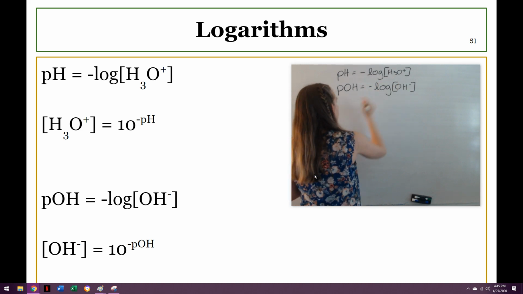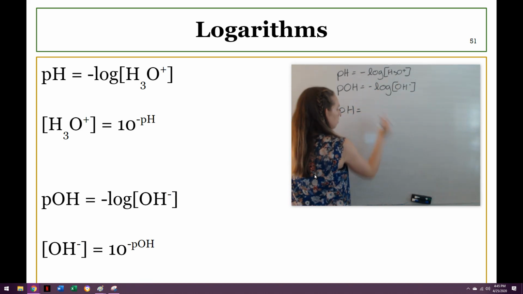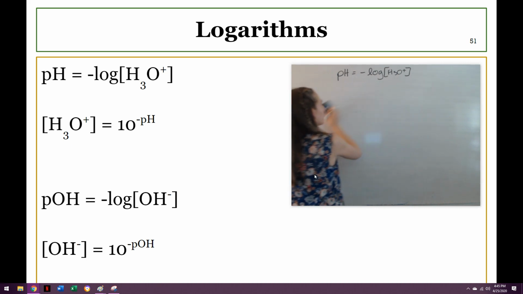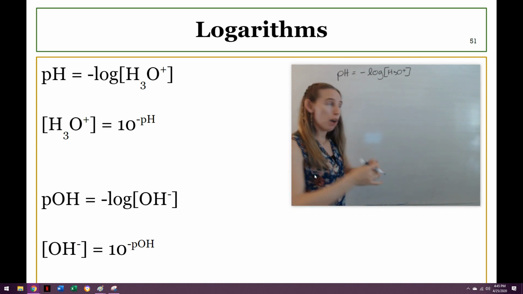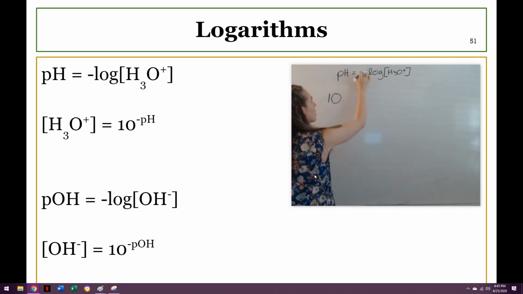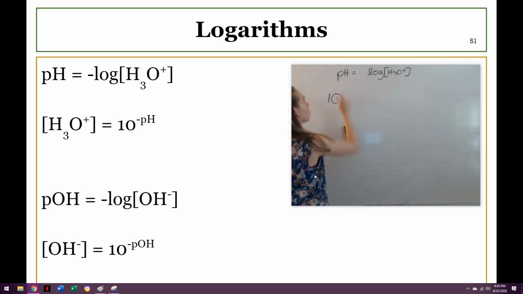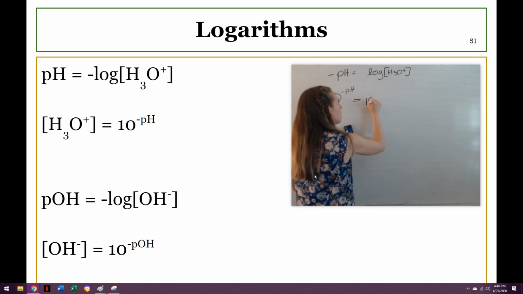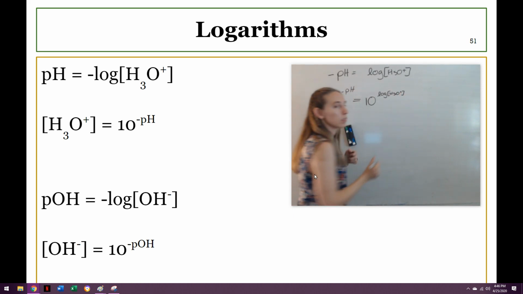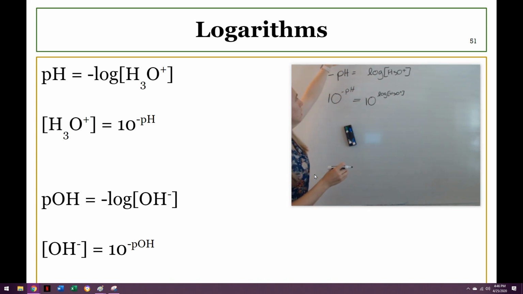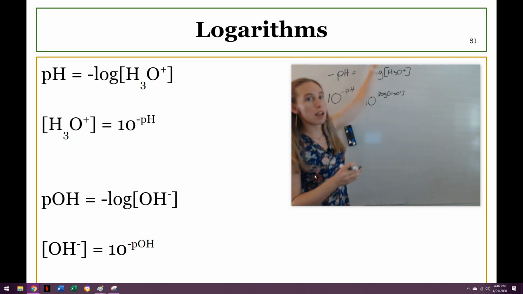So if we want to find H3O, let's start with that equation. You know what, I've already got it written, so let's go like this, so I have more room. We're going to raise both sides to the power of 10. So we're going to say 10, oh, that's a negative sign, so let's actually move this over. Algebra, right? Multiplying both sides by -1 moves the negative sign over here. So let's raise this side by the power of 10. So we have 10 to the negative pH is equal to 10 to the log of H3O. Right? Follow? Raising this side to the power of 10, raising that to the power of 10.